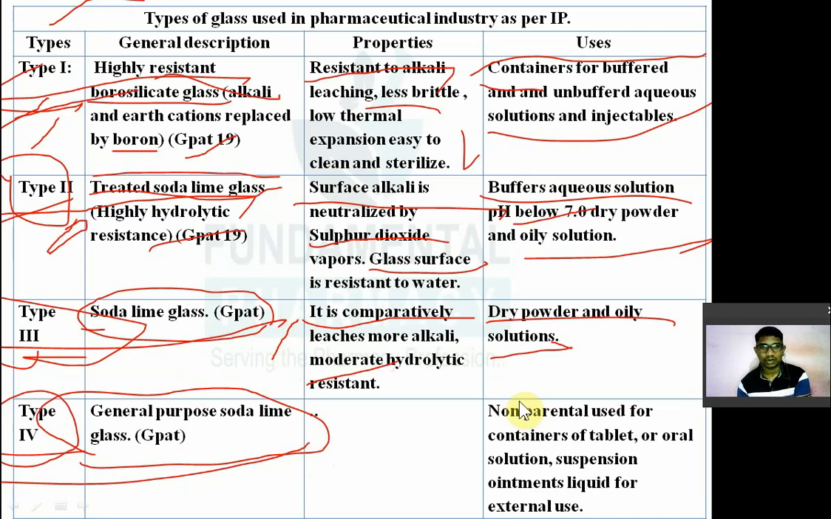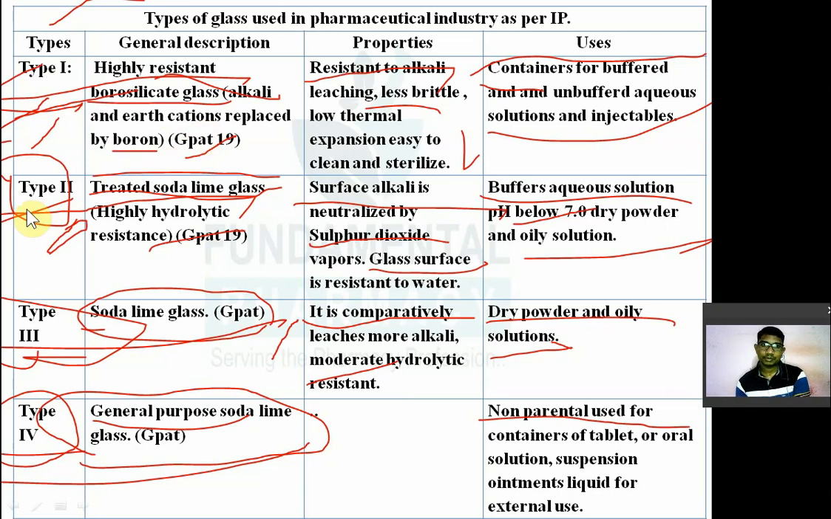A trick like this. Now general purpose soda lime glass is used for non-parenteral use. A question came on this: for example, a glass container for tablets is made up of which one of the following glasses? So Type 4, that is general purpose soda lime glass. Type 1 is used for injectables. Remember Type 1 for injectables, because purity and resistance are needed there. So that is used for injectables and buffered and unbuffered aqueous solutions, because it is highly resistant.